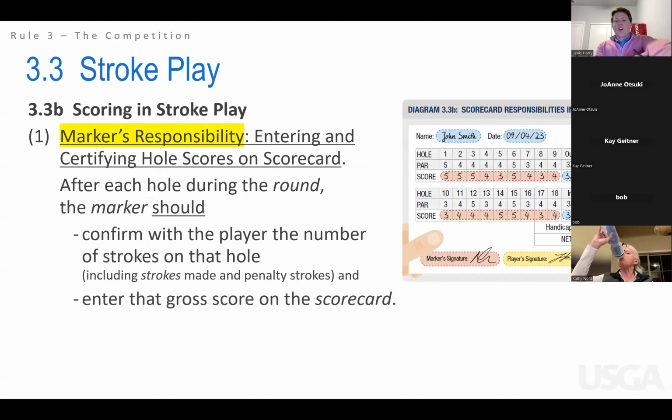See an example of a scorecard here in some highlighted areas. We see a light pink or orangish shaded area. Those are the marker's responsibilities. They've got to input the scores hole by hole for all 18 holes, and they've got to sign off at the end of the round and certify that the scorecard is correct. So those are the responsibilities of the marker, or if you have multiple markers, making sure that your multiple markers have fulfilled all of those requirements.